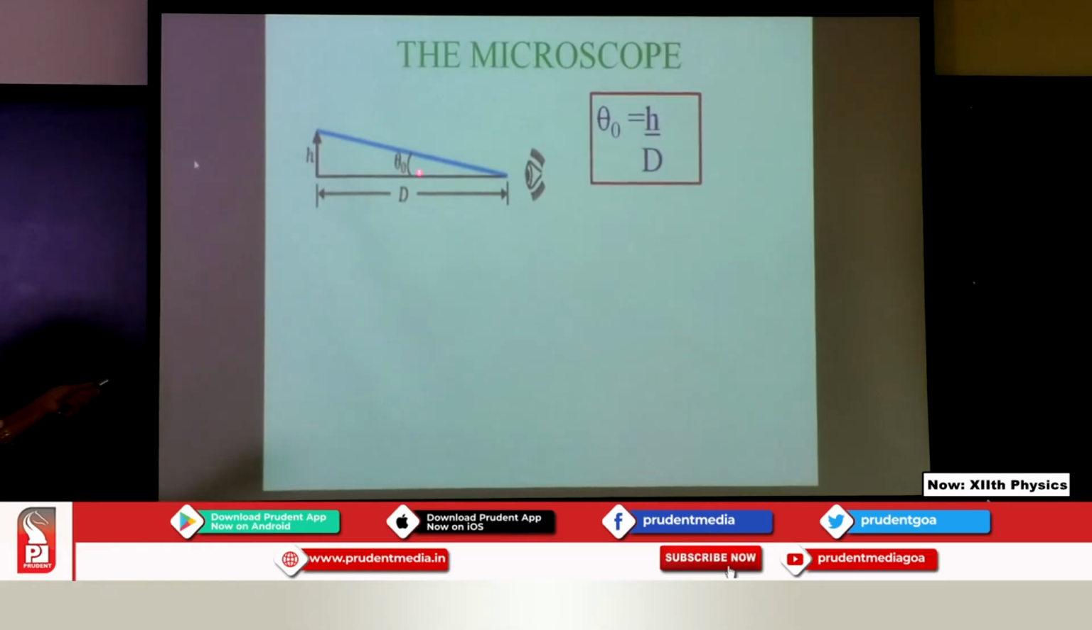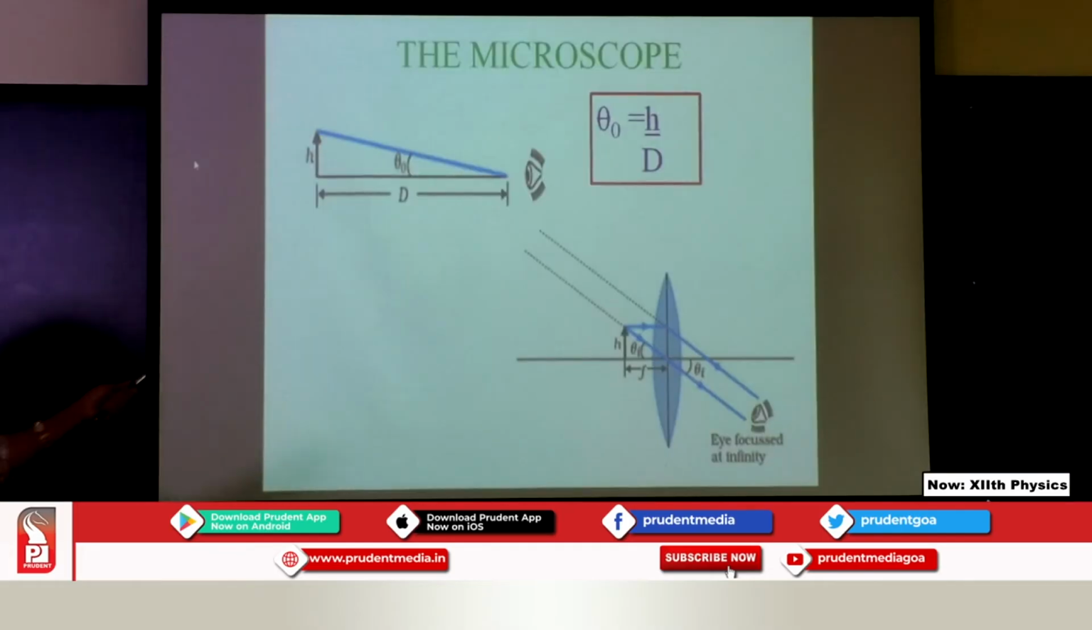So, what do I get? The theta as opposite upon the adjacent, that is the h by D. So, I can take the tan of the theta. So, theta at the object. Okay. Now, going ahead, now what I have done?